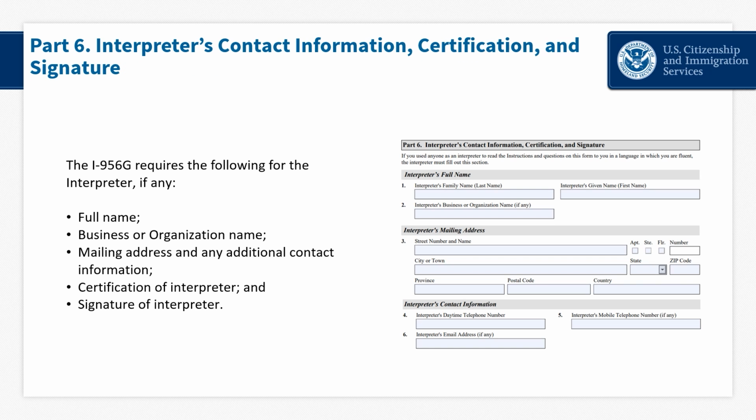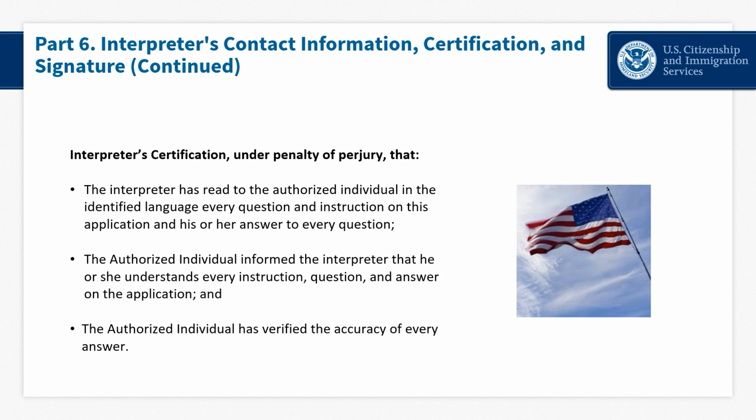If the authorized individual used an interpreter to read and/or fill out any portion of the I-956G, the interpreter must provide information including name, mailing address, and other contact information where they may be contacted. The interpreter must also provide the business or organization they work for, if any. The interpreter must certify that they are fluent in English, that they read all questions to the authorized individual, and that the authorized individual understood all questions and instructions on the I-956G and verified the accuracy of every answer.